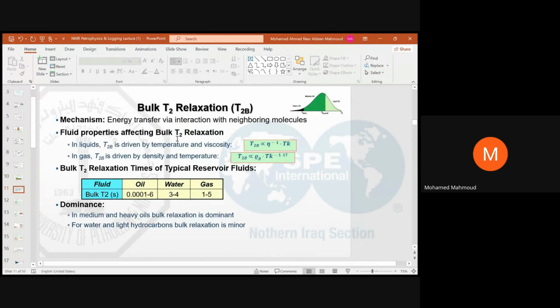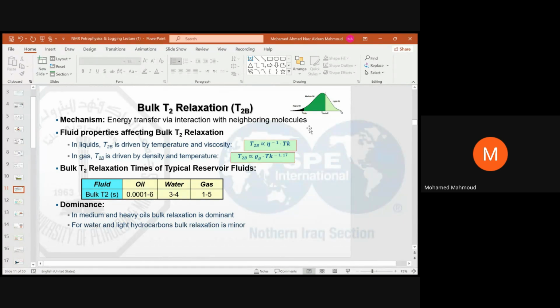So the components of the T2, first, we are talking about the T2 bulk. This is basically the effect of the solution viscosity, because we are talking about how the proton of the hydrogen will spin in the bulk of the solutions that we have. So the viscosity will have a big effect here, and also somehow the density and the temperature. So from this T2 bulk, we can have some information about the viscosity of the fluid.